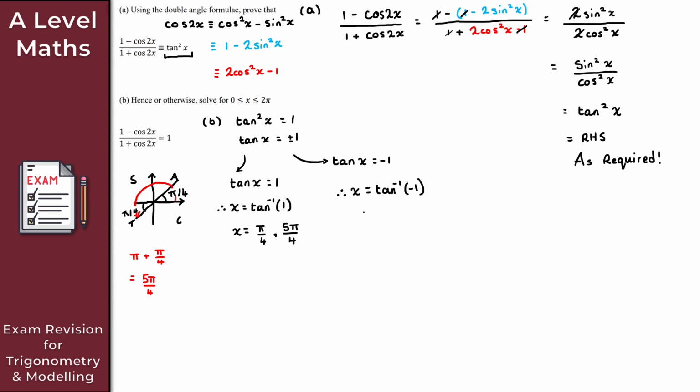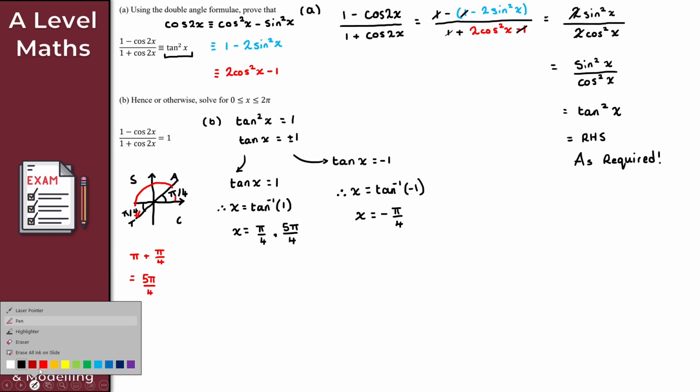So just use a calculator here, right? But what you should get then is x is equal to minus pi over 4. Okay? Now it's up to you. You can draw another CAST diagram here, but I do feel like that's a little bit redundant just based on this CAST diagram here.